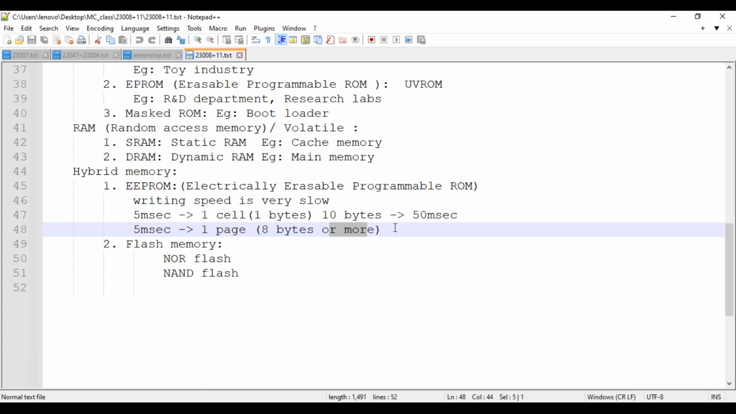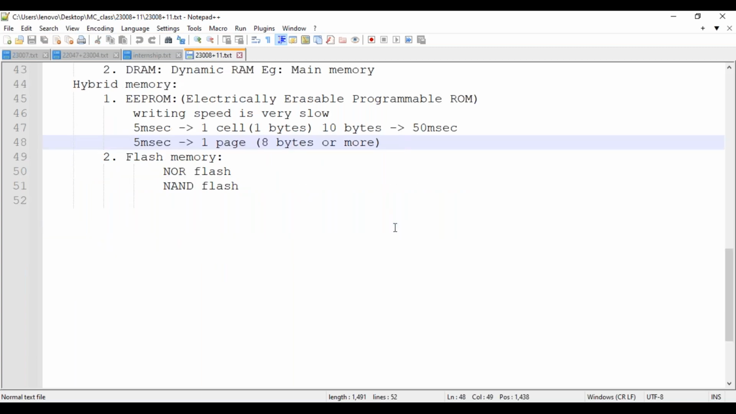So up to this, have you got any doubts? Any doubts in the memory up to this?